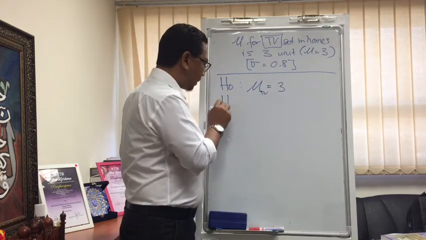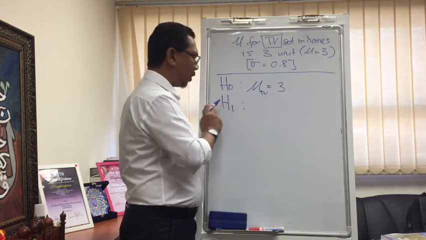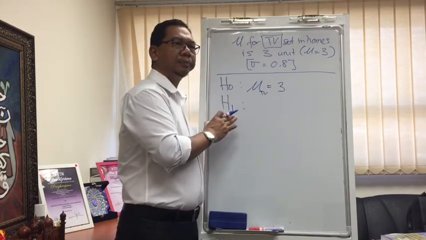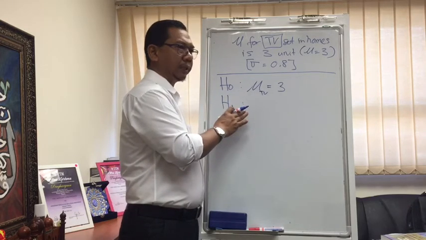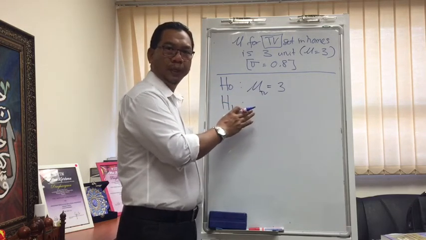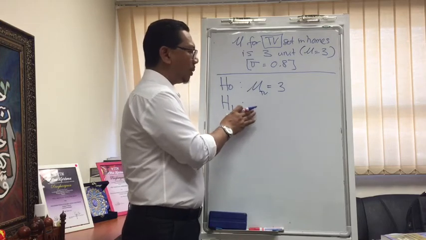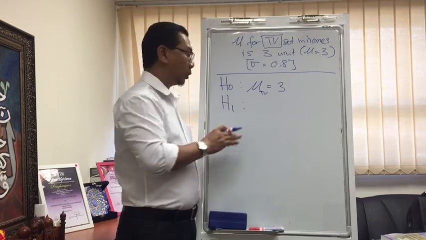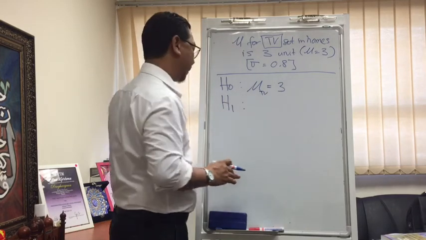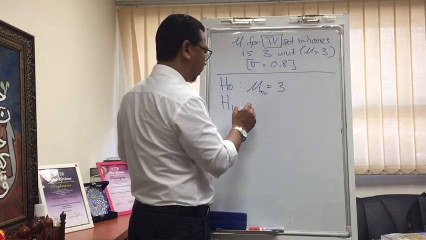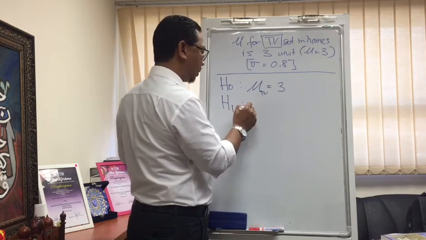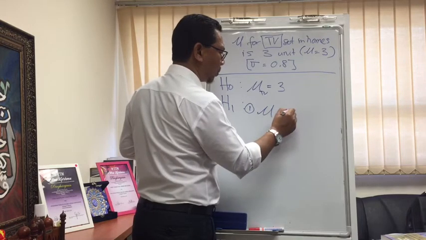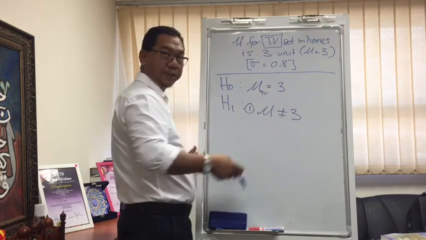Now, the alternative hypothesis is the opposite of this. This is the hypothesis that we are going to prove, and it will be the opposite of the null hypothesis. So here we have several options. For example, option number 1 can be mean not equal to 3, the opposite of this.